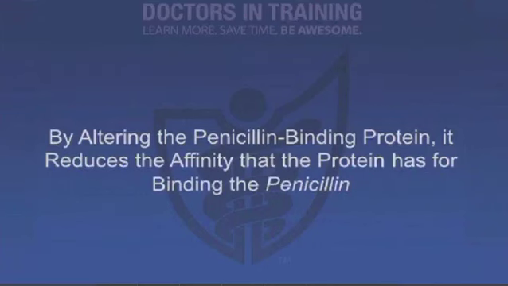Now the third would be the altered site of action, and for the penicillins, it would be an altered penicillin binding protein. By altering that penicillin binding protein, you reduce the affinity that the protein has for binding the penicillin, so that you can't achieve the concentrations necessary to get the inhibition of bacterial growth that you would expect with these drugs.